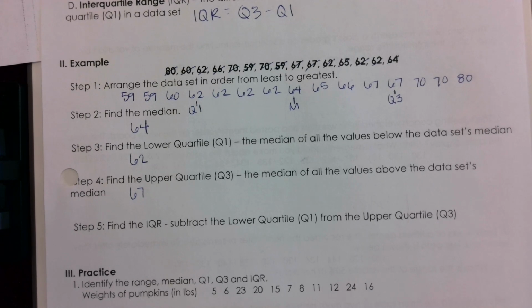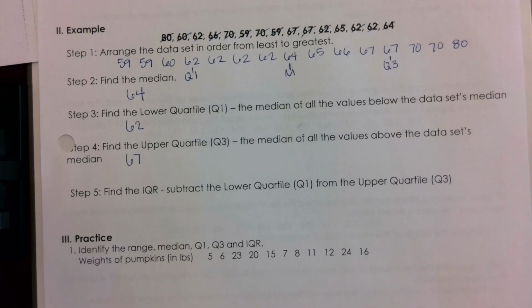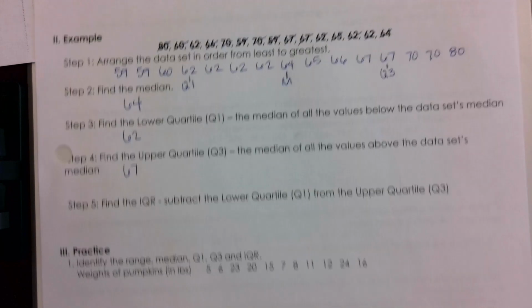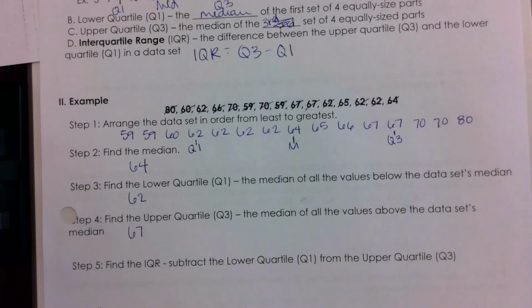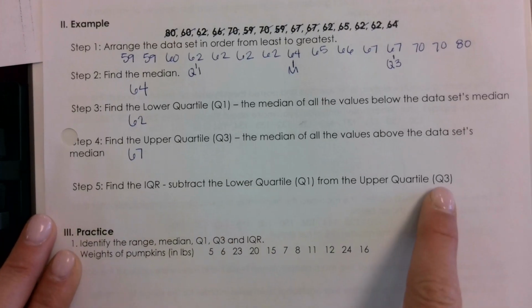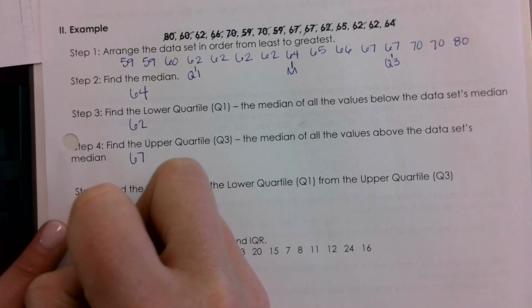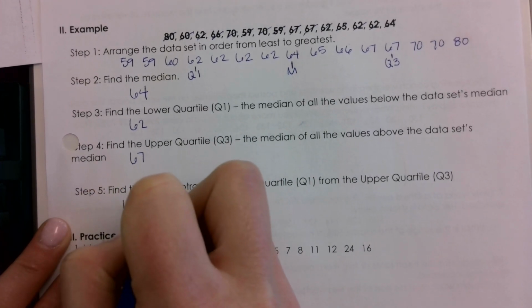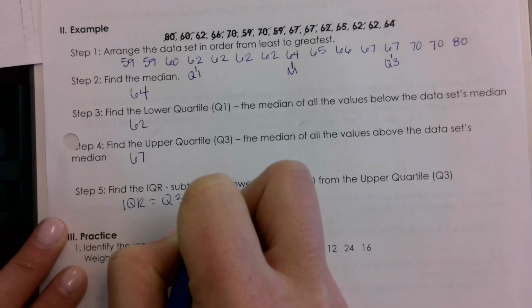And the last thing that it wants us to do there is to find your IQR, your interquartile range. So up top we said you do that by doing Q3 minus Q1. And again, it tells you that right here. So we'll do Q3 minus Q1. I'm going to write that IQR equals Q3 minus Q1.